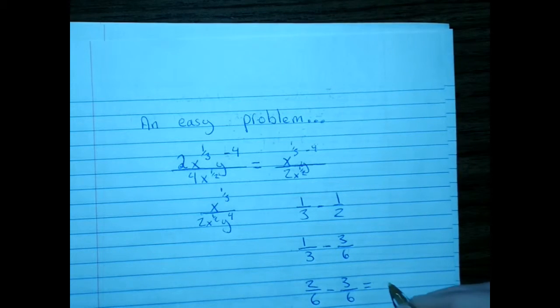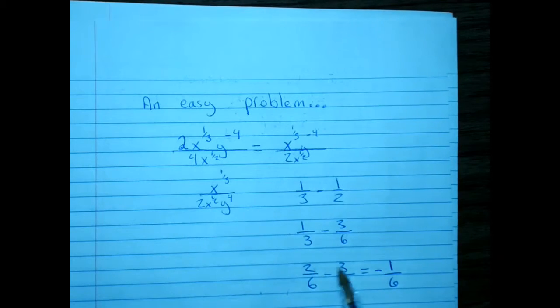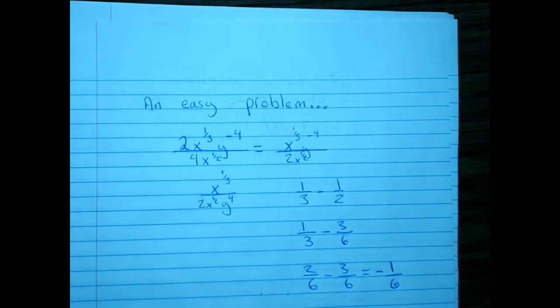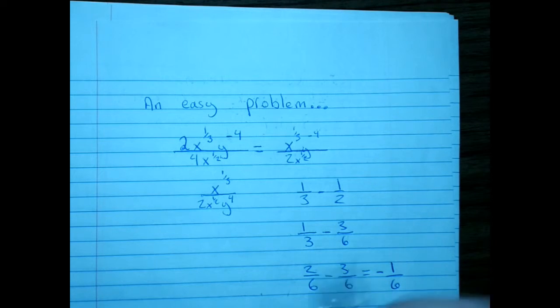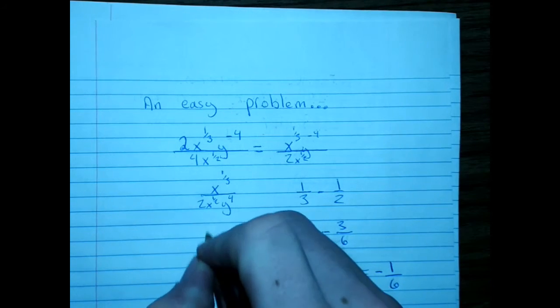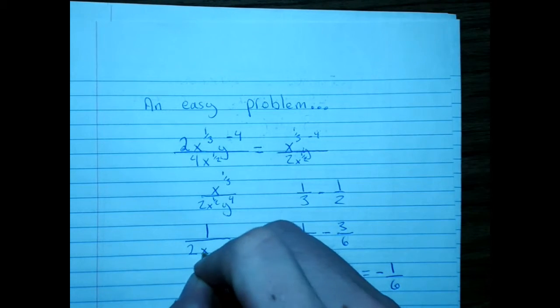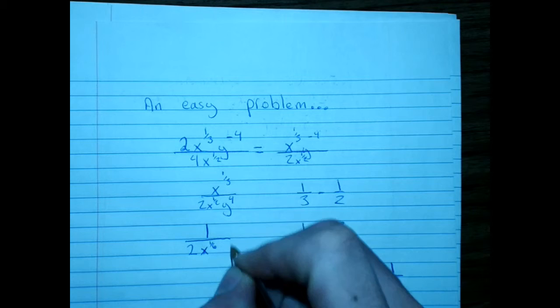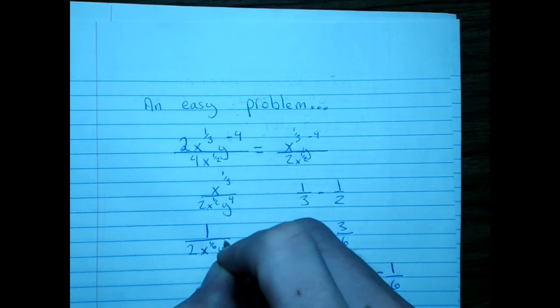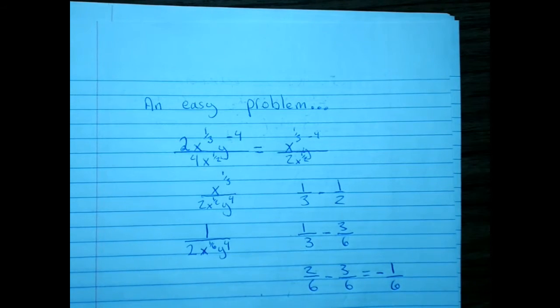And when I subtract those, I'm going to get -1/6. Numerator minus numerator, denominator stays constant. So -1/6, which means I will have 1 over 2 times x to the 1/6 power times y to the 4th as my final answer.